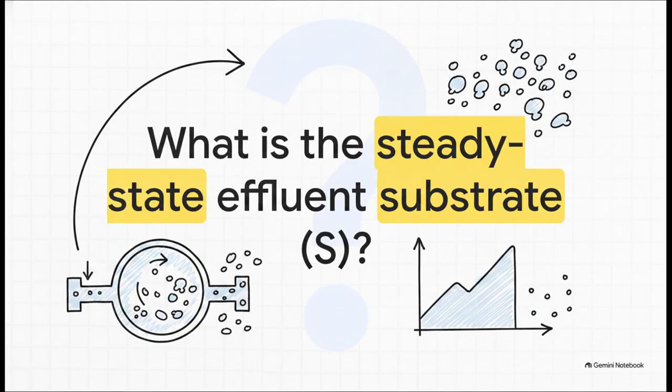Imagine we have a specific microbe with a max growth rate of 1.0 inverse hours and a Monod constant of 0.2 grams per liter. We put these microbes into a continuous reactor with a flow rate of 500 liters per hour and a working volume of 1,000 liters. The core question for an engineer is, what is the steady-state effluent substrate concentration? Or, simply put, how much food is left over in the fluid leaving our tank?